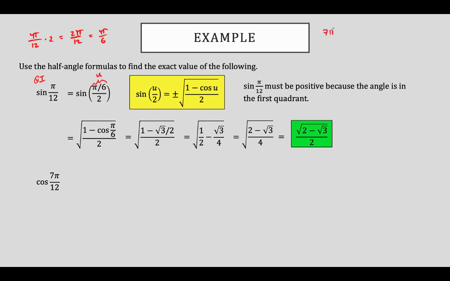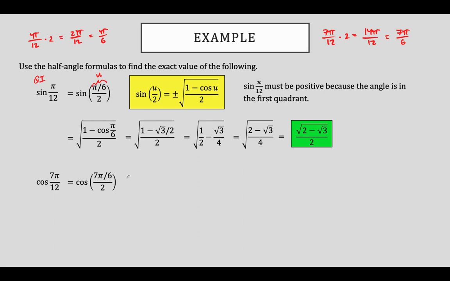Well, let's take 7 pi over 12 and multiply it by 2. If I multiply that by 2, I end up with 14 pi over 12, which reduces, I can divide each one of these by 2, to give me 7 pi over 6. All right, so 7 pi over 12 is half of 7 pi over 6. This is the same thing as the cosine of 7 pi over 6 divided by 2. And the good news is 7 pi over 6 is one of our special angles on the unit circle.